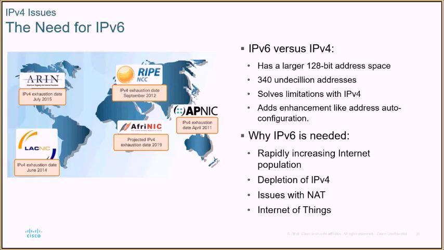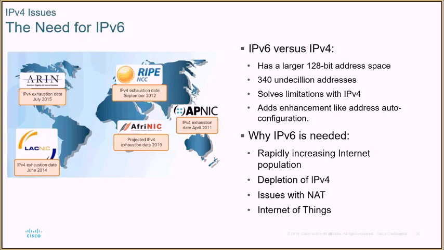Because we've been running IPv4 for 40 years now, they've figured out what didn't work very well. And so with IPv6, clean sheet, they've actually changed the way it's used to optimize it, and it's a much smarter system. It solves many of the limitations of IPv4, adds enhancements like auto address configuration and things like that.